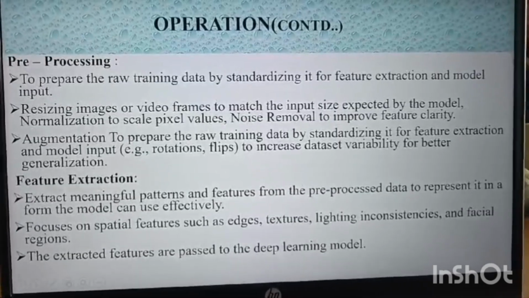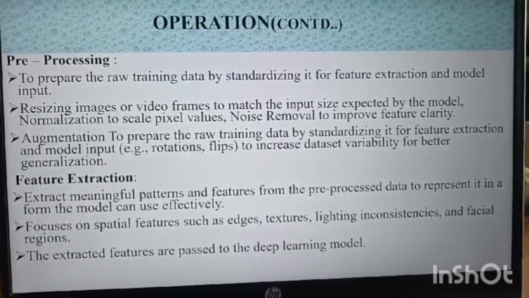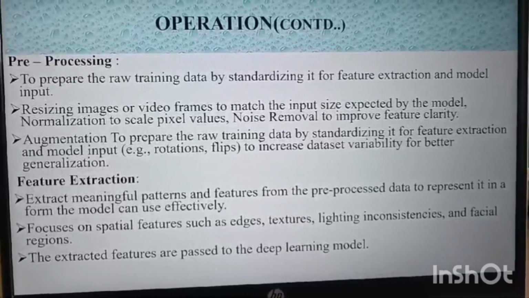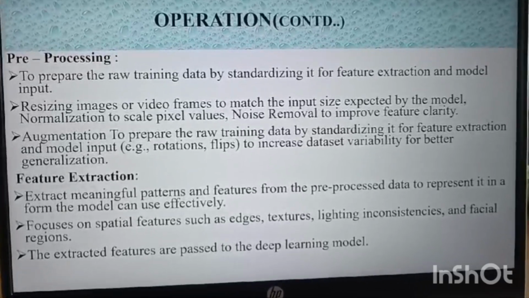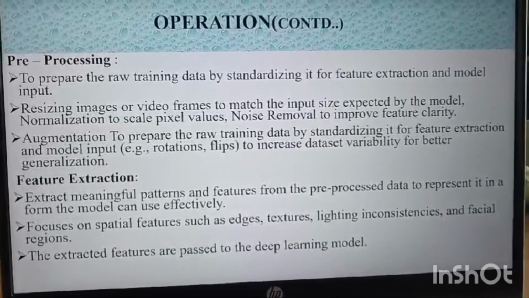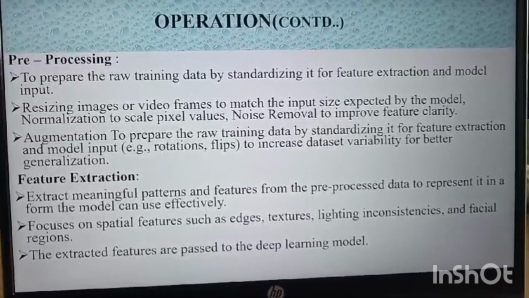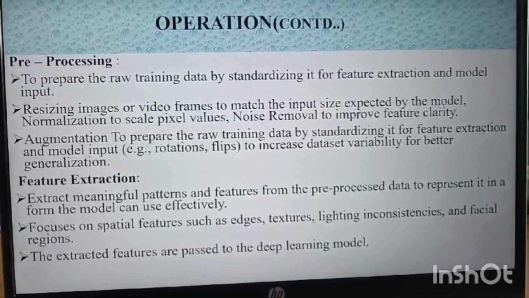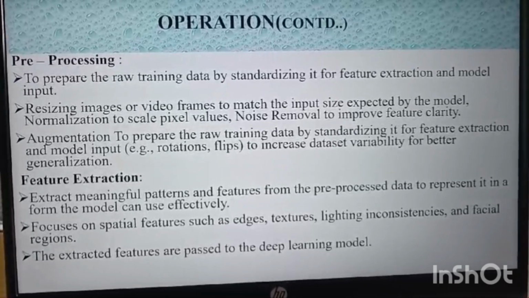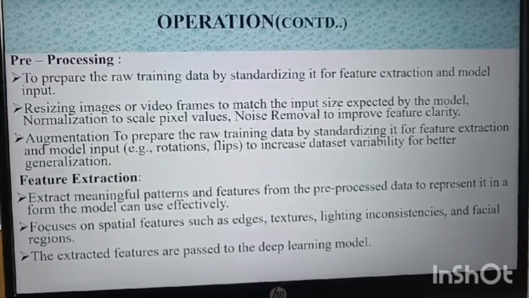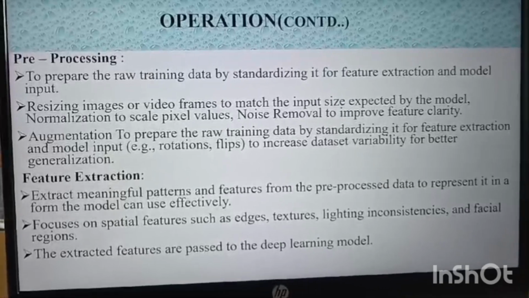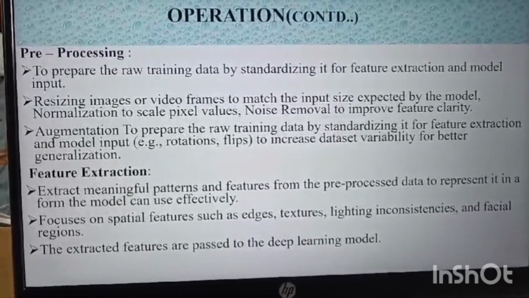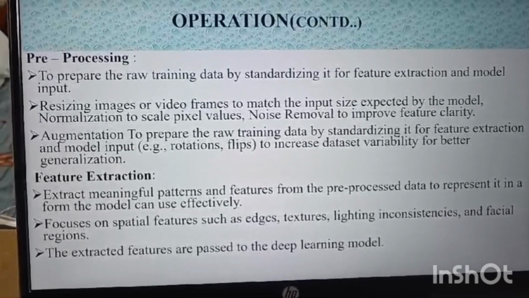Pre-processing prepares the raw training data by standardizing it for feature extraction and model input. Resizing images or video frames to match the input size expected by the model. Normalization to scale pixel values. Noise removal to improve feature clarity. Augmentation, for example rotations and flips, to increase the dataset variability for better generalization.